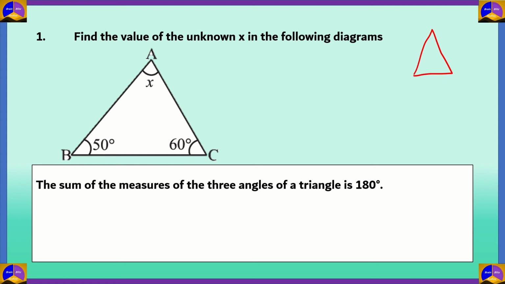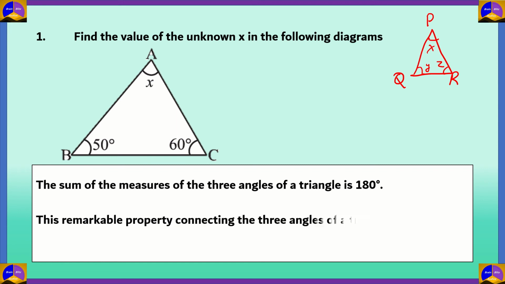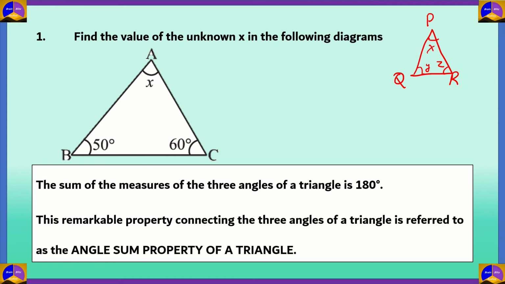For example, in this triangle PQR, x plus y plus z would be equal to 180 degrees. This property, connecting the three interior angles of a triangle, is referred to as the angle sum property of a triangle. So let's apply this property to this question.